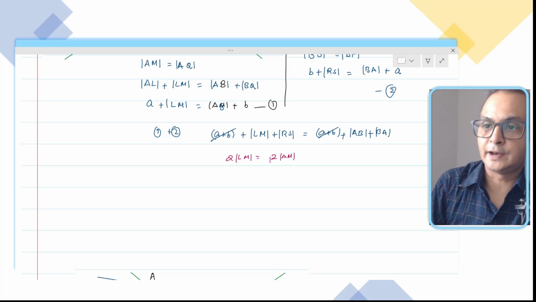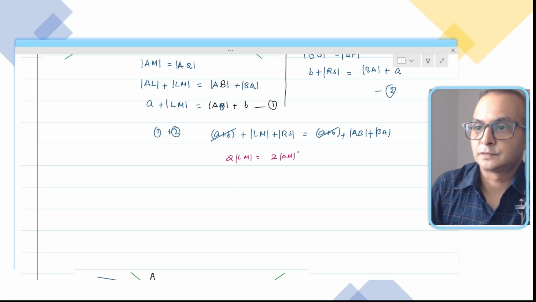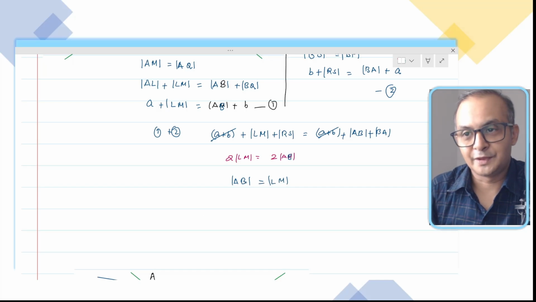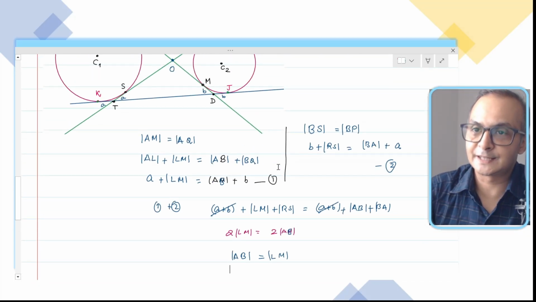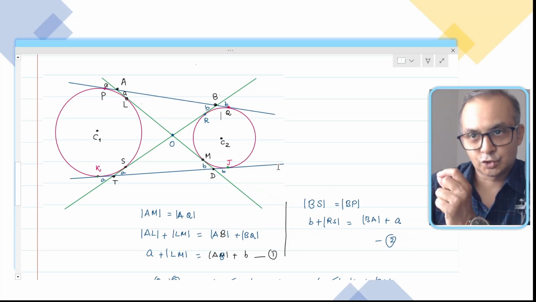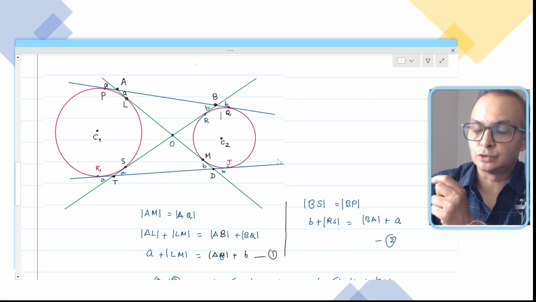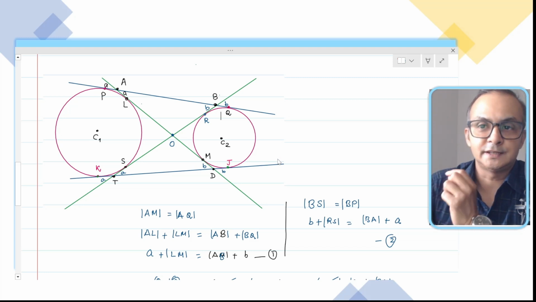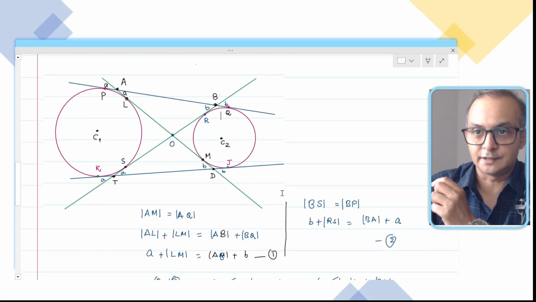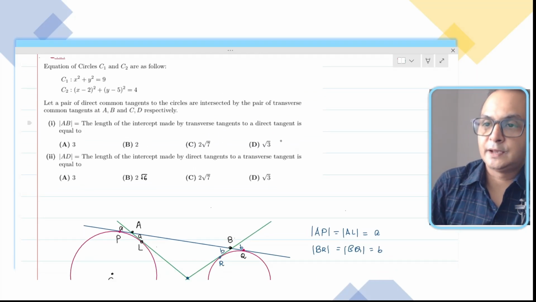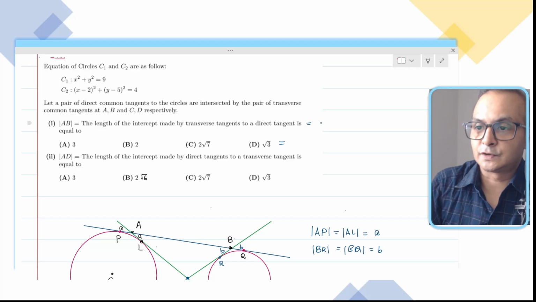You can recall we have to find out the value of AB. So again I've written here, so this is AB. So AB is nothing but the LM. So what we take away from here is that the length AB, which is the intercept made by the transverse common tangent on any of the direct common tangents, is equal to the transverse common tangent itself, because LM is the transverse common tangent length. So the AB is nothing but the length of transverse common tangent. So it can be LM.